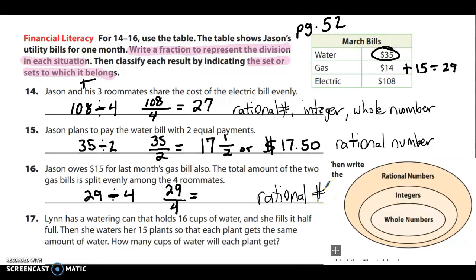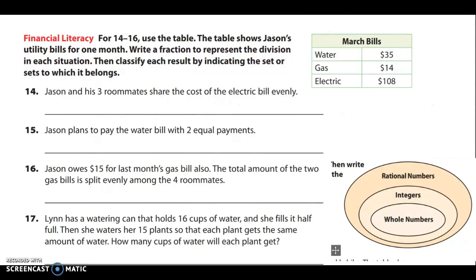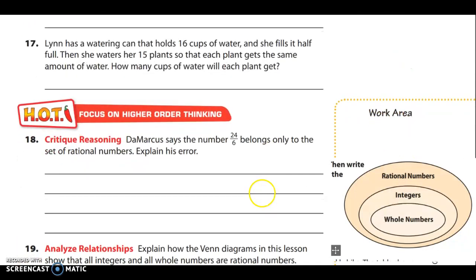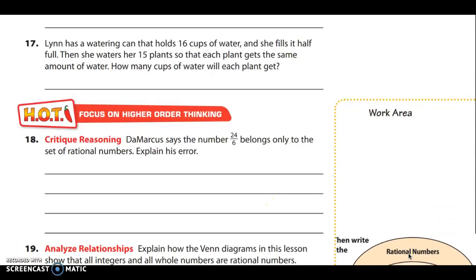All right, let's check out number 17. Number 17 says, Lynn has a watering can that holds 16 cups of water and she fills it half full. Then she waters her 15 plants so that each plant gets the same amount of water. How many cups of water will each plant get? Here's the problem. There's a bunch of numbers here, but you don't need them all.